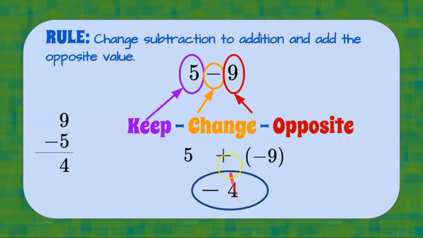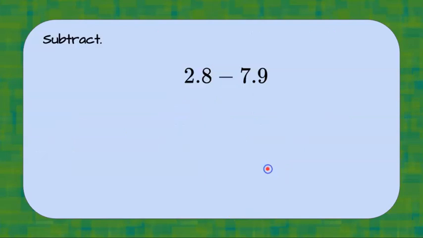Think about money. If you owe somebody $9 and you pay them back 5, you still owe them $4. So think of negative money as buying or borrowing. Your turn. Pause the video, come back when you're done.